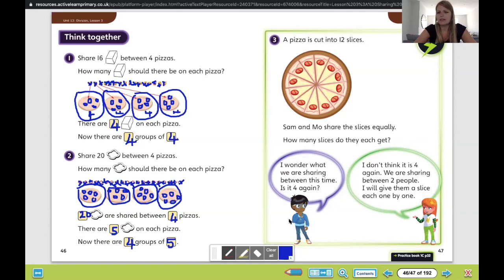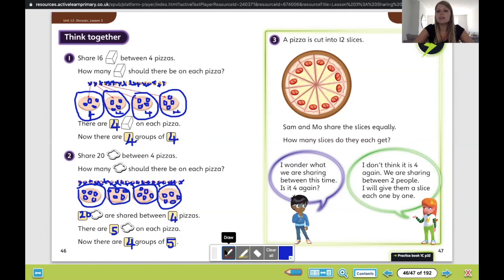So Sam down here says, I wonder what we are sharing between this time. Is it 4 again? Are we sharing between 4? And the little girl said, I don't think it's 4 again. We are sharing between 2 people. So we need to make sure this time we're sharing between 2 groups. And again, she's going to give them a slice one at a time. Who do you think is right? Are we sharing between 4? Or are we now sharing between 2?